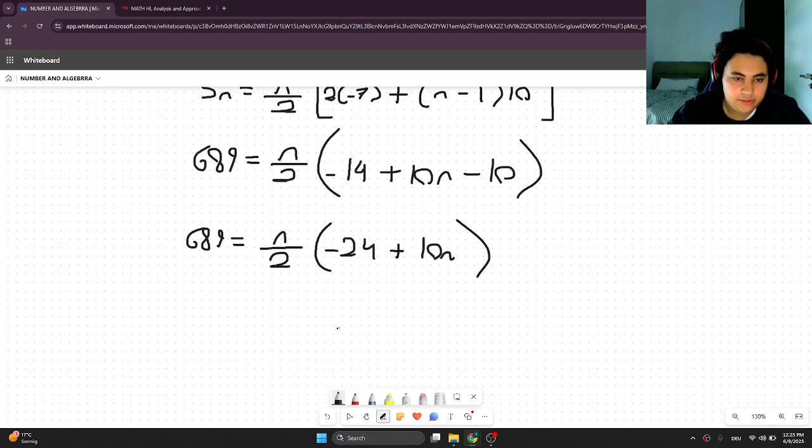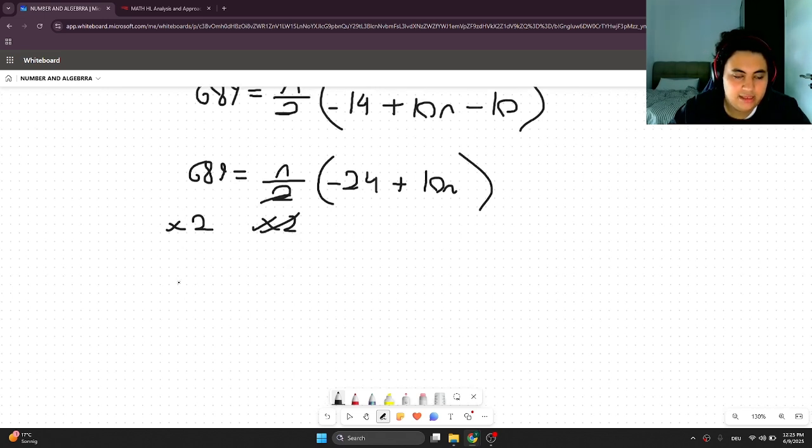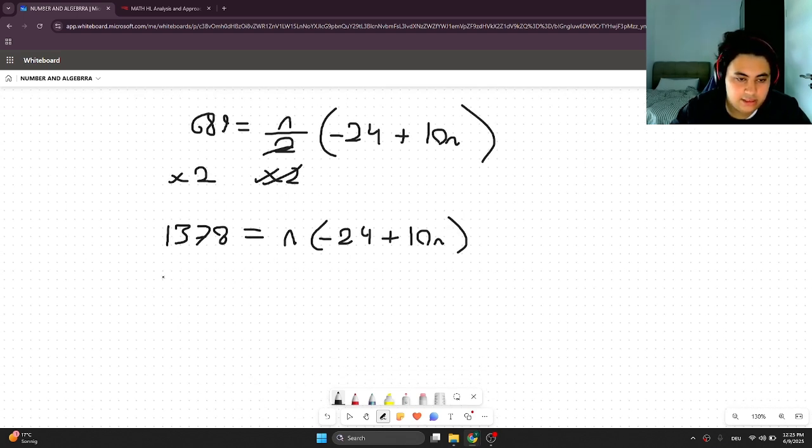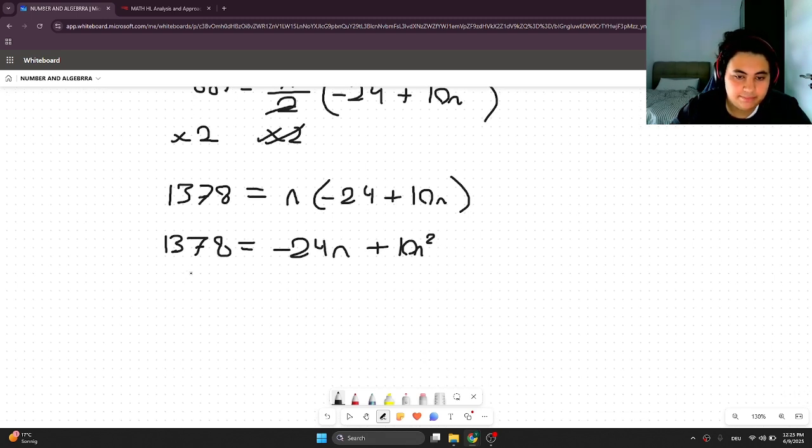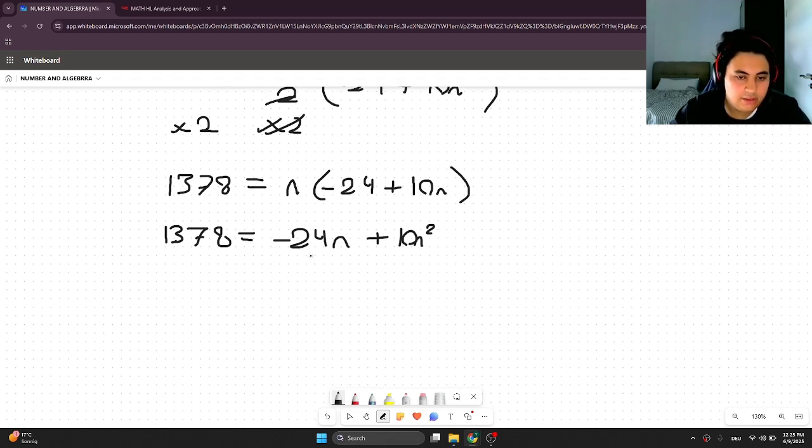Okay, so now what are we going to do? I would like to multiply both sides by 2 to get rid of this 2 in the fraction. So I'm going to multiply here by 2, and here I'm going to multiply by 2. So these 2's are going to cancel. 689 multiplied by 2 is 1,378, which is equal to n times negative 24 plus 10n. Okay? So now we expand. 1,378 is equal to negative 24n plus 10n squared. Then we're going to subtract 1,378 so that we can get it all on one side.